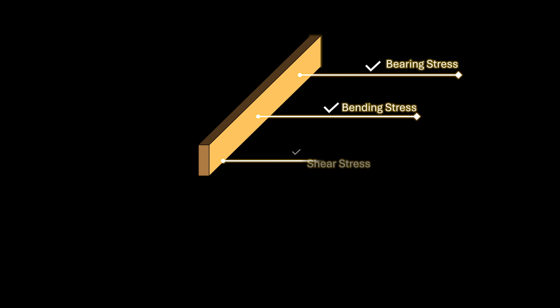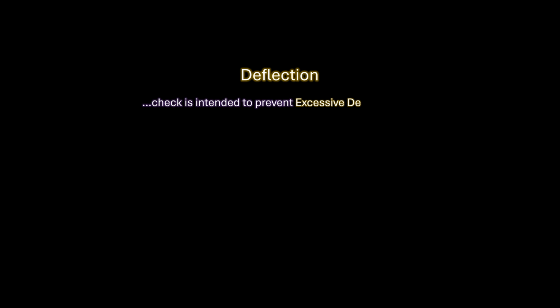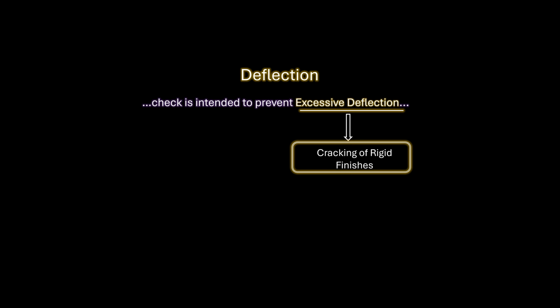We have checked the joist against bearing, bending and shear demands and have found that the joist is adequate. The next consideration is deflection. Deflection is a serviceability concern, which means that the check is intended to prevent excessive deflection which may compromise the ability of the joist to provide useful service. Excessive deflections may lead to cracking of rigid finishes and compromise the aesthetic value of the system.